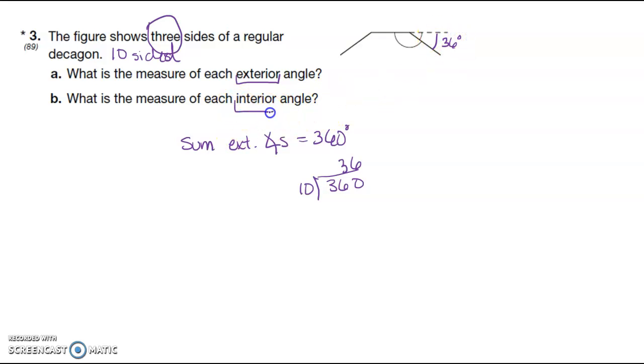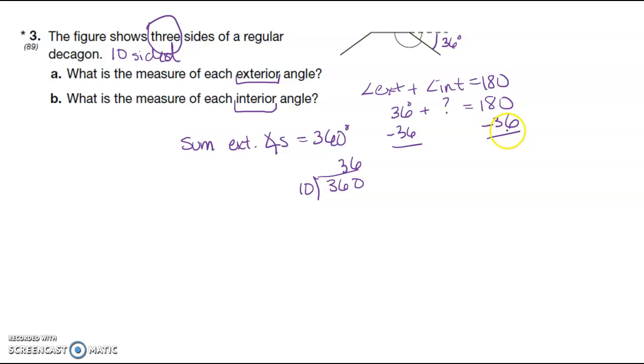The interior angle, so I know that the exterior plus the interior is equal to 180. It makes a line. So I have 36 plus something is equal to 180. I'm going to subtract 36. And I get 144. So this is 144 degrees.